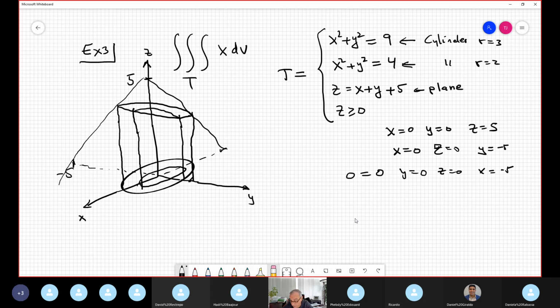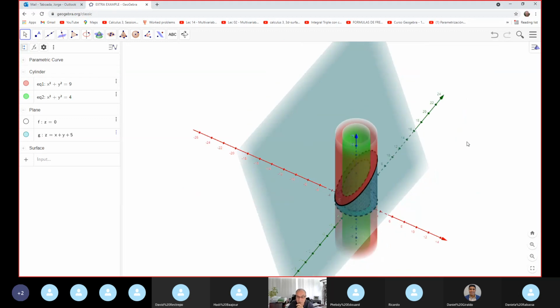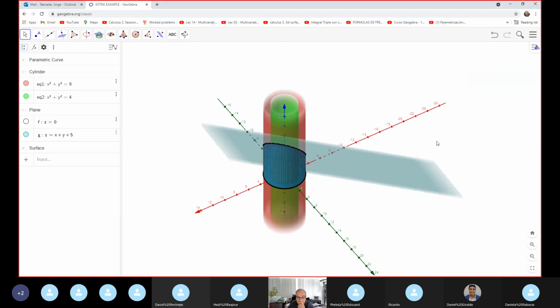Well, this is complicated to see. However, I brought the GeoGebra to illustrate the idea. Look, let me show you. Let me try to show you. Something like that.